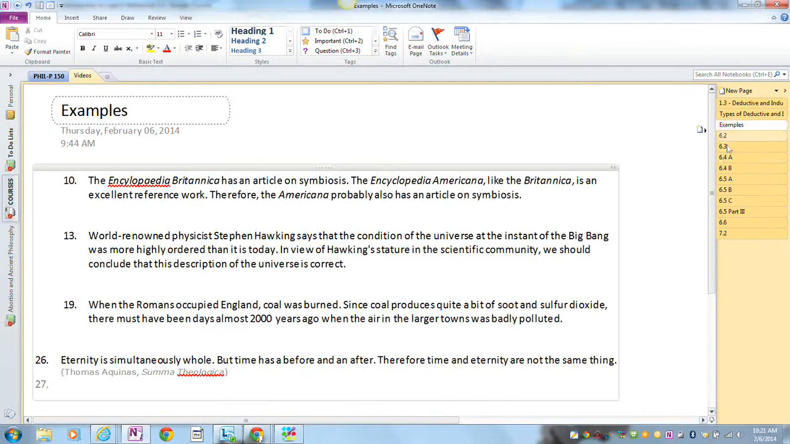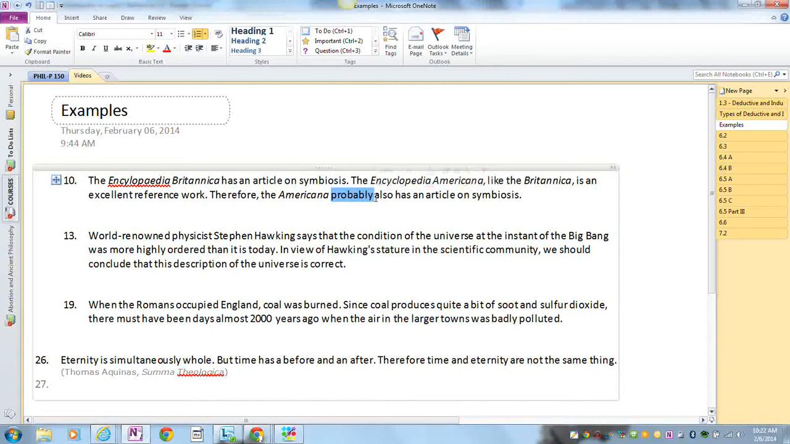I just wanted to show you a couple or maybe 4 examples overall from the textbook. What about this one, number 10? The Encyclopedia Britannica has an article on symbiosis. The Encyclopedia Americana, like the Britannica, is an excellent reference work. Therefore, the Americana probably also has an article on symbiosis. So here you should be able to see that it's an inductive argument. The word probably certainly gives it away, but also, and more importantly, this is an argument from analogy.